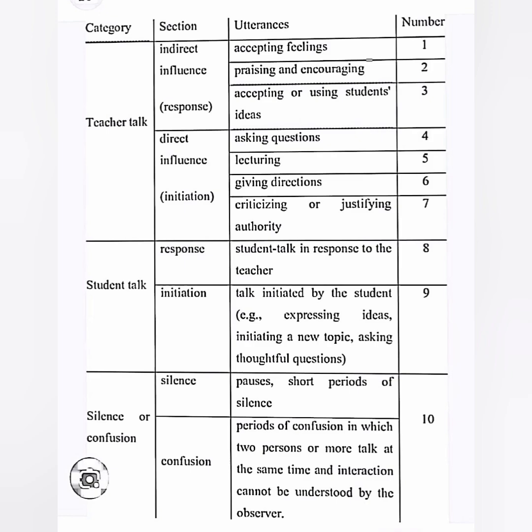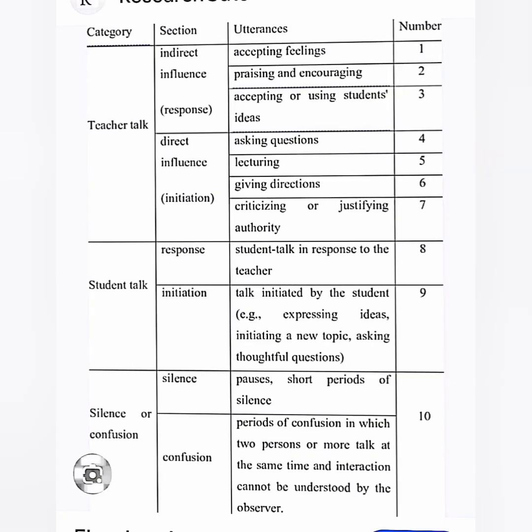Next, step 2, recording data. The observer records 2 codes at a time, the previous behavior and the present behavior. These codes are entered in a 10 by 10 grid forming a matrix. Step 3, constructing the matrix. Each cell of the matrix shows the frequency with which one category follows another. For example, if code 4 to 8 occurs often, it means the teacher's questions are followed by student responses.